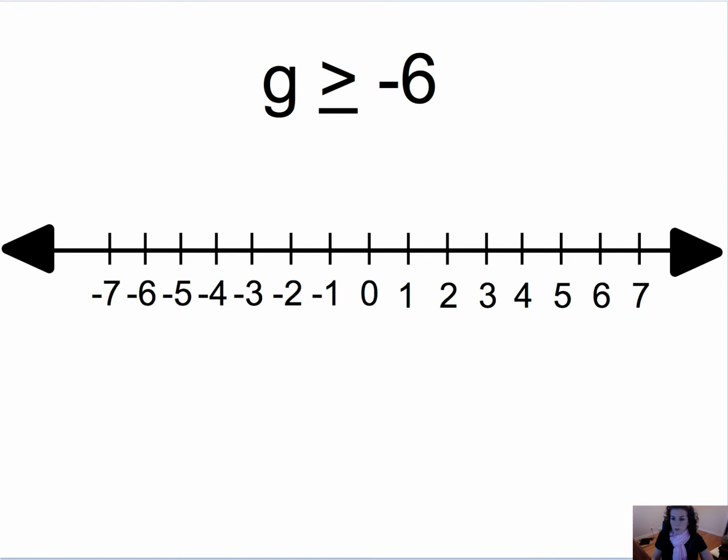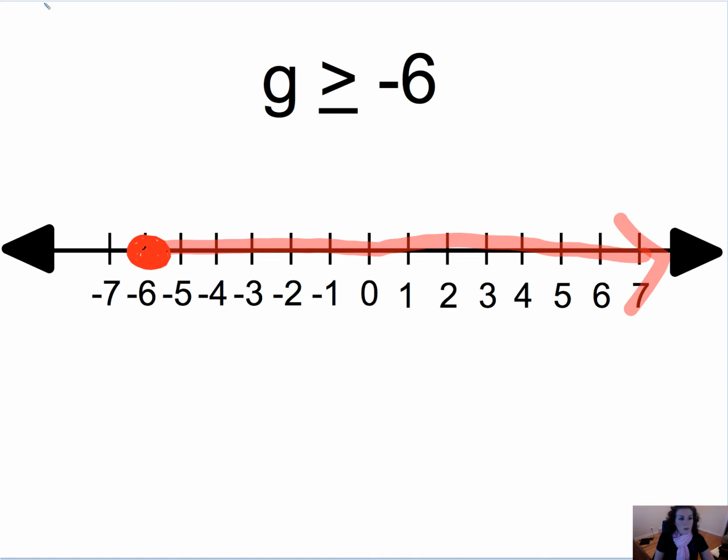Let's do one more of these. G is greater than or equal to negative 6. So on negative 6, I'm putting a circle, and I have to determine whether it's going to be open or closed. Since it is greater than or equal to, it's going to be a closed circle. And then I want all the numbers that are greater than or equal to negative 6. So that would be negative 5, negative 4, so on and so forth. So I'm going to the right. It does not stop at 7, even though my number line stops at 7. So I draw the arrow to indicate that goes on forever.